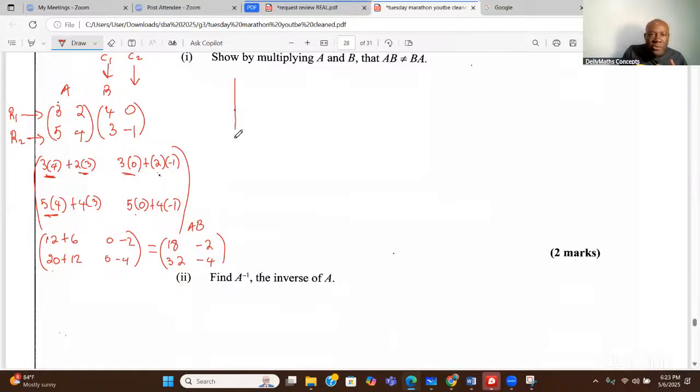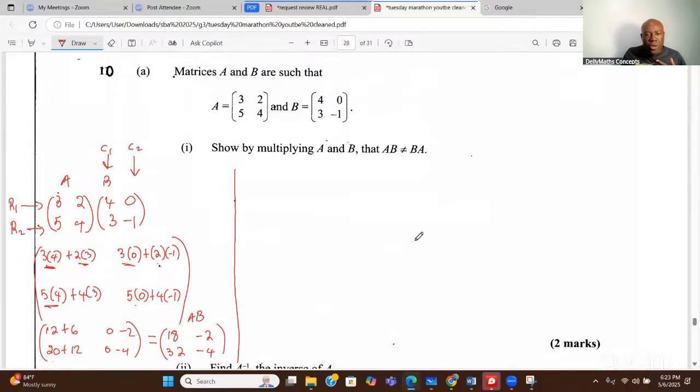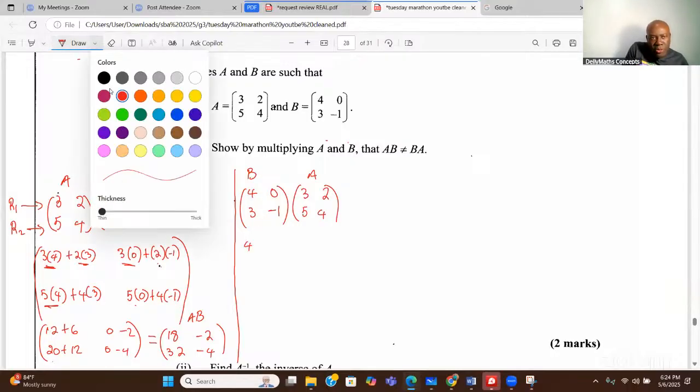What we need to do now is find BA. Let me scroll down a little bit. So we're going to do the matrix BA. B comes first, so it's going to be 4, 0, 3, -1, times A, and A is 3, 2, 5, 4. Now we're multiplying B times A. Set it up right, then we execute properly, relax. So row by column, right? So it's going to be 4. Let me just mark my rows one more time.